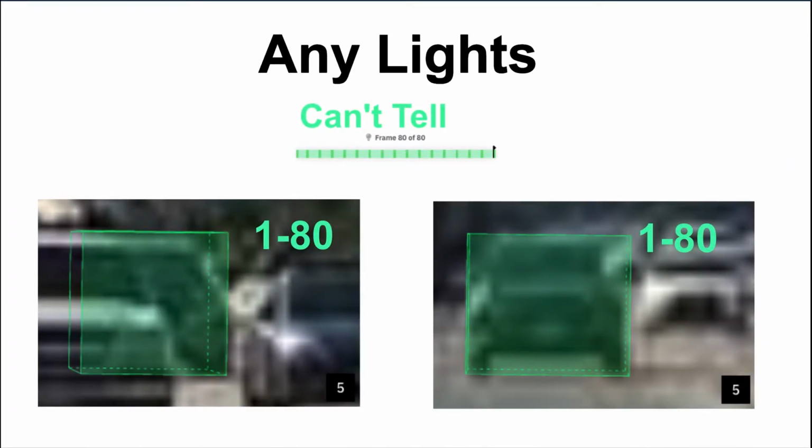So when do we select can't tell? We select can't tell when we look at every single frame of a vehicle and we're not able to determine whether lights are on or off. So in these cases, in all the frames 1 through 80, we don't have a clear picture of whether the lights are on or off.